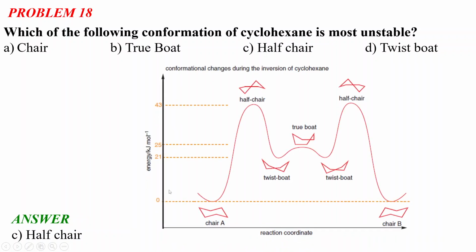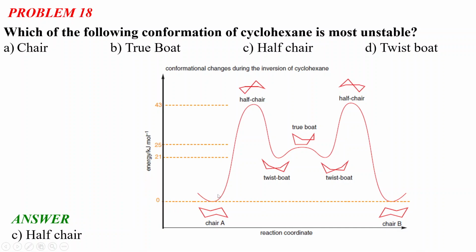Now, this is the energy profile of the cyclohexane, and this is the conformational change during the inversion of cyclohexane. So this is the chair form, and if you invert this chair, it will be like this, chair B. Both of these chairs have the same energy, and we say the relative energy is 0. It is the relative energy, not the absolute energy.